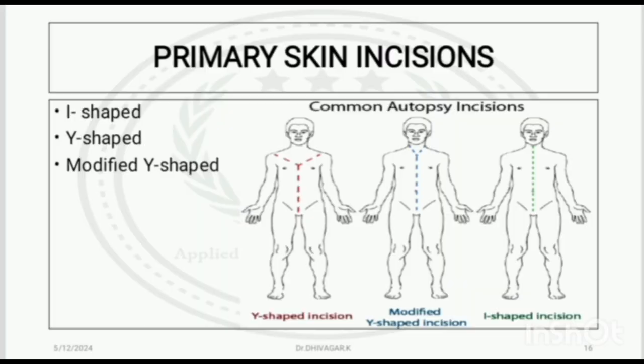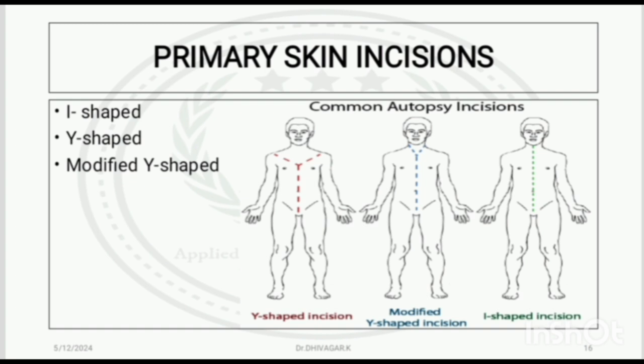What are the primary skin incisions? We have three types of incision: I-shaped, Y-shaped and modified Y-shaped. The I-shaped incision starts from the chin and ends at the pubic symphysis. The Y-shaped incision starts from the biacromial process and goes below the nipple on both sides, to the xiphoid process, and stops at the pubic symphysis. This is the Y-shaped incision, as you see in the first picture.